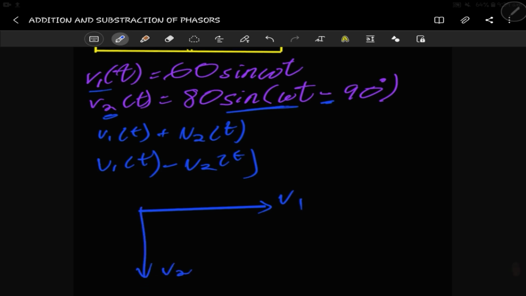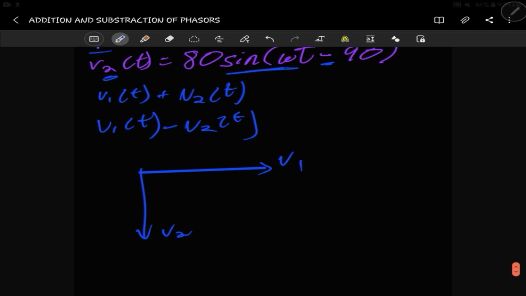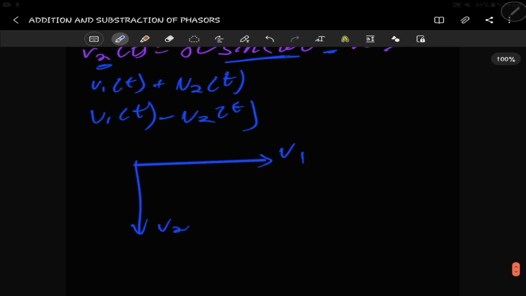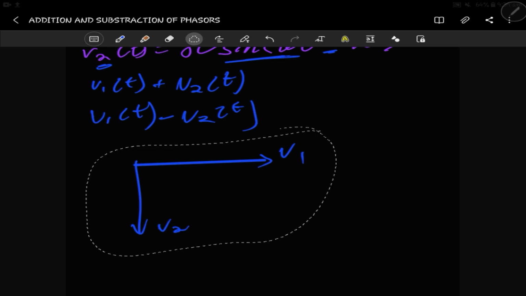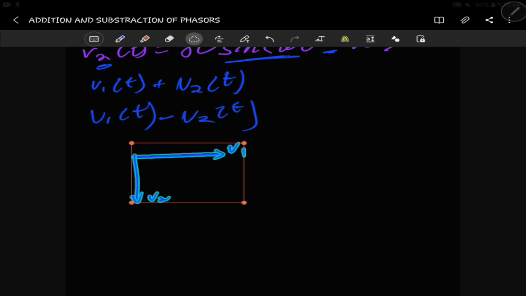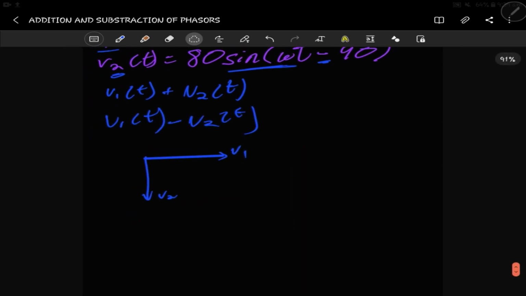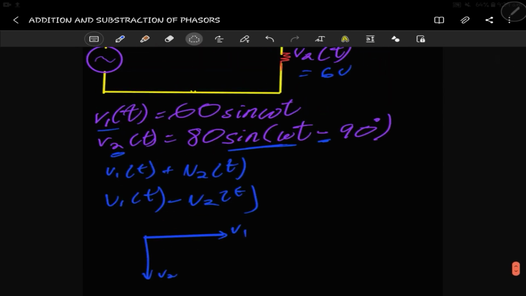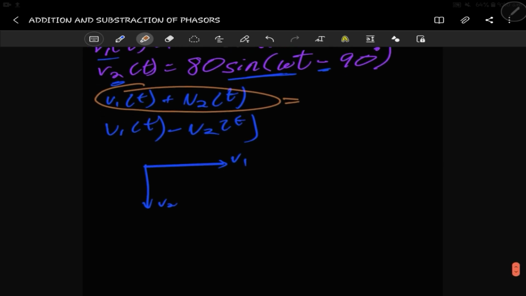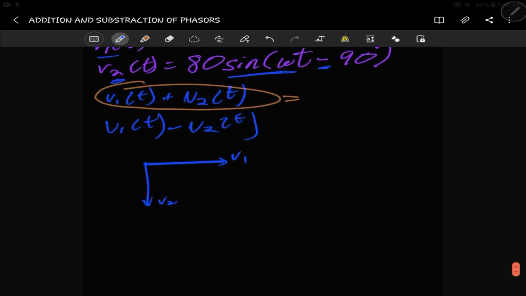Whenever you're adding phasors and they are like this, it is very easy to add them up. When they are 90 degrees to each other, the adding is very easy. When we add V1 and V2, the result will also be a sinusoidal quantity, and we said that sinusoidal quantities have a general form. So we end up getting the total voltage, Vt, in the end.